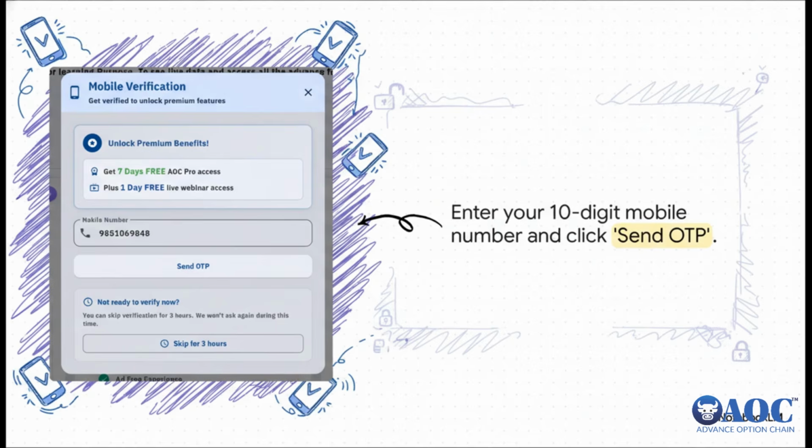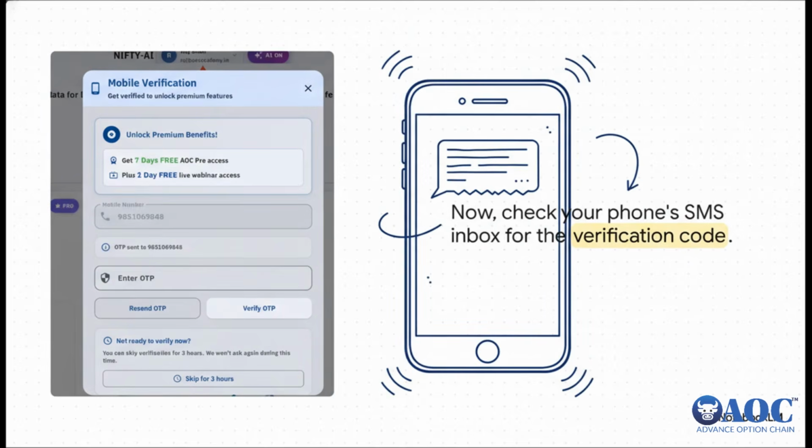Right after you hit register, this mobile verification pop-up will appear. Your number might even be filled in for you already. Just make sure it's correct and click Send OTP. All right, grab your phone. You should have just gotten an SMS with a one-time password, or OTP. Just open up your messages and find that code.